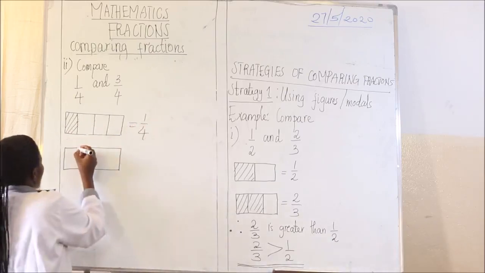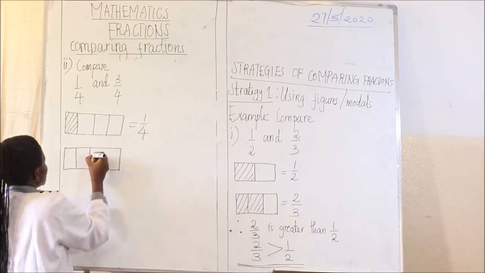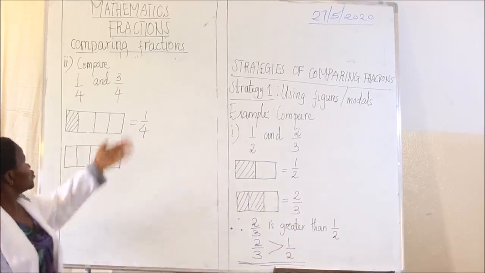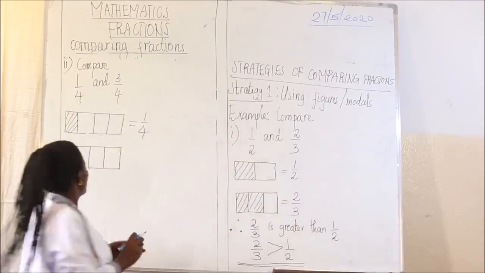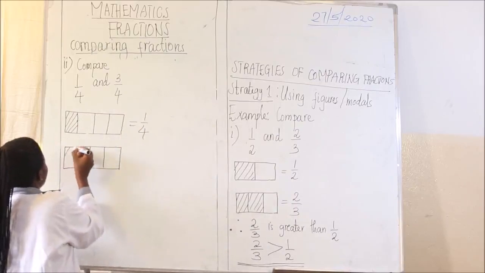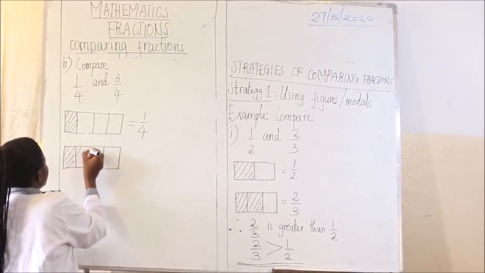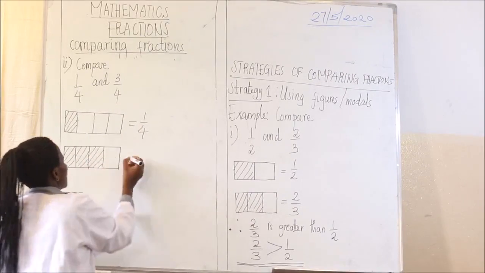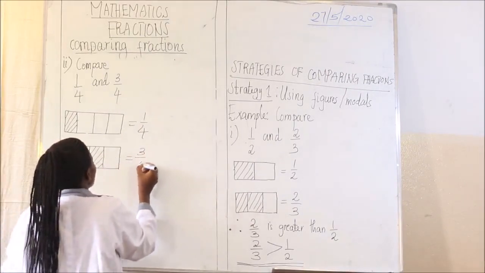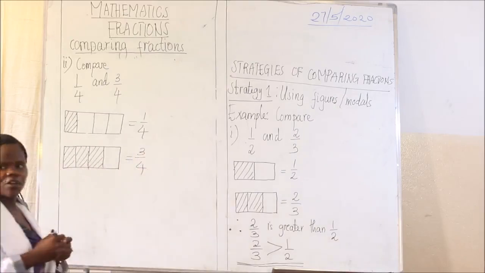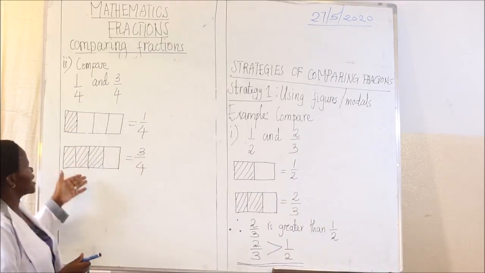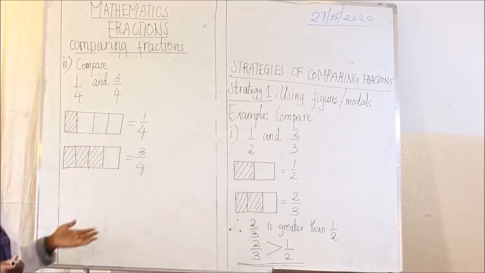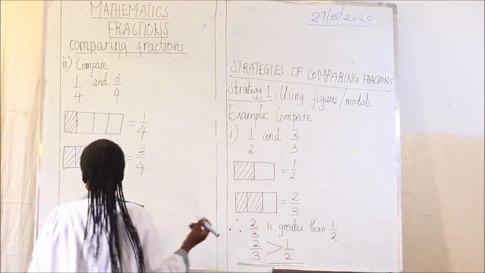And again, the second one, we are going to divide it into 4 equal parts. But keep in mind that we are going to show 3/4. So 3/4, 3 parts will be shaded. So you shade like this, and this is what we call 3/4. Now, through observation, when you're observing the first diagram and the second diagram, you can see that 3/4 is greater than 1/4. So it is just simple like that.